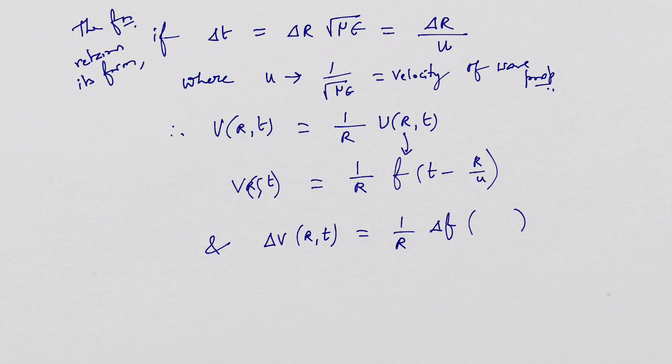So del V, put it in this way, V of r comma t. So del V of r comma t is equal to 1 by r into del f of t minus r by u.